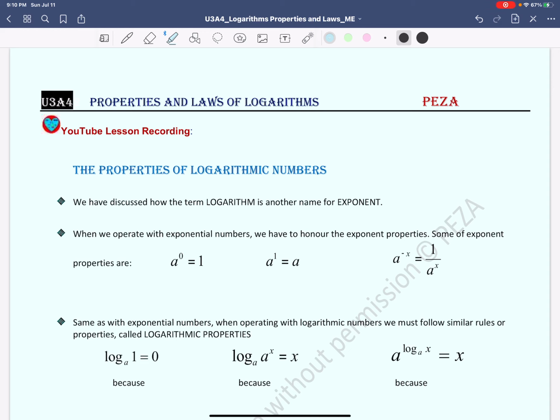Hello and welcome. In this lesson, we'll explore properties and laws of logarithms. Remember that the term logarithm is just another name for the word exponent. And when we operate with exponential numbers, we have to honor the exponent properties.